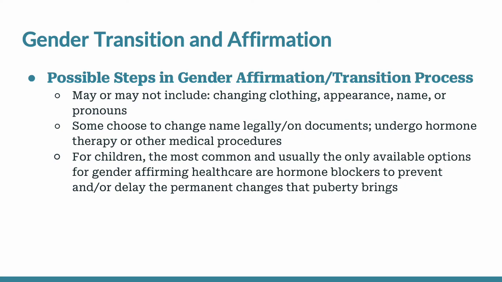When thinking about this in the context of development, for children, the most common and usually the only option available for gender-affirming healthcare are hormone blockers. These prevent and/or delay the onset of puberty to delay the permanent changes to our bodies while a child is still figuring out their gender identity, or if they have figured it out, to prevent these permanent changes and begin hormone replacement therapy. This is usually the first step for children when they realize that they are trans and the only available option.